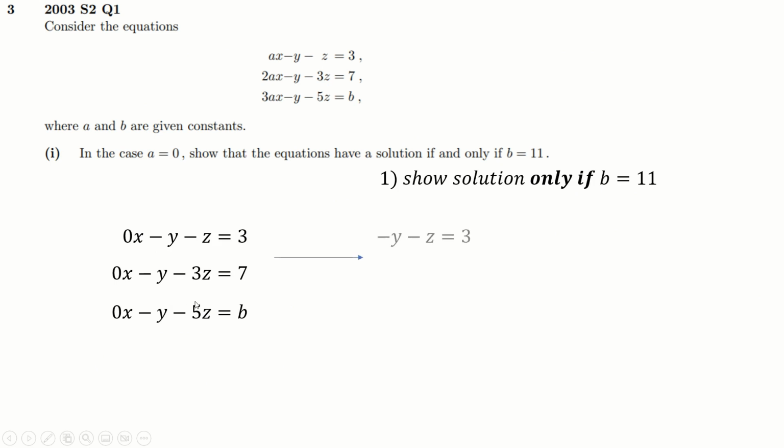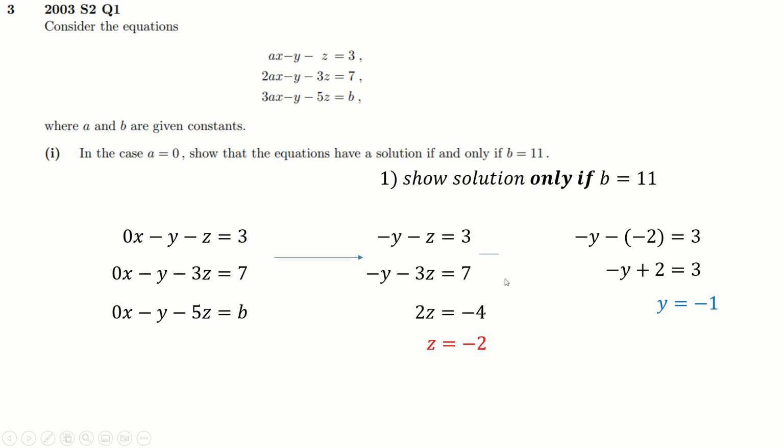Well, why don't we take this equation, remove the 0x because it doesn't matter, and then take this one, and I guess we could take these away from each other to get this, which means z is minus 2, and then we can put that into the second two equations. We could find y first, I guess. y is minus 1 from there. And then we can put those two results into the third equation that we didn't use, and we'll get b is 11. So that shows that it's only if b is 11.